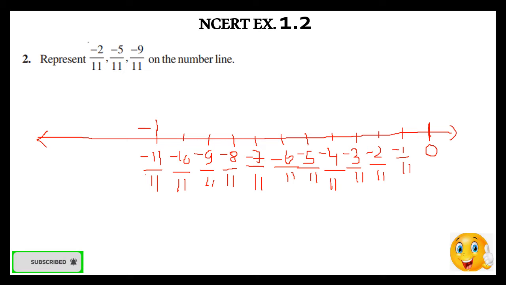and we are supposed to show minus 2 by 11. So this is minus 2 by 11, A. Then we have the B part, that is minus 5 upon 11. This is your B. Point B represents minus 5 by 11. Then we have minus 9 by 11. So C is representing minus 9 by 11 on the number line. So this is how we represent the rational numbers on the number line.